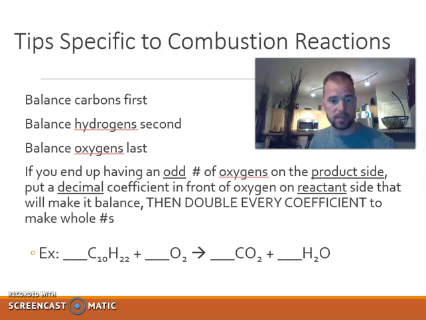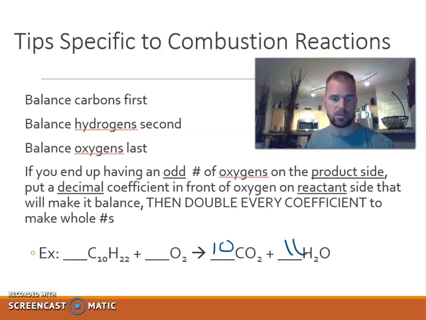Balancing the carbons first, I see I have 10 carbons on the reactant side. I have 1 carbon on the product side. So to make that balanced, I'm going to put a 10 here. So now my carbons are good. Next, balance the hydrogens. I have 22 hydrogens on the reactant side. I have 2 hydrogens on the product side. So to get that balanced, I'm going to go ahead and put an 11 right there. Sorry for my handwriting. You can already see how these numbers are going to get pretty high, right?